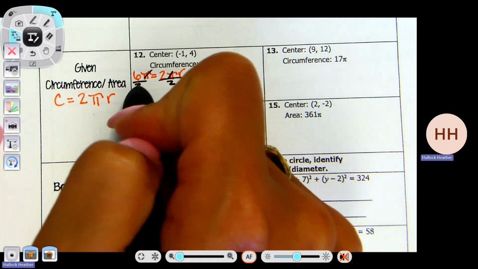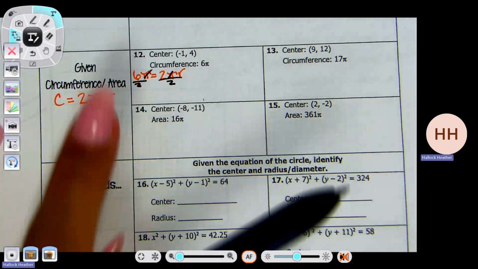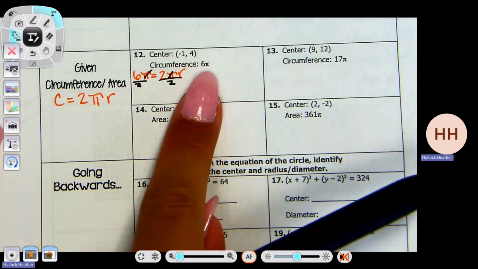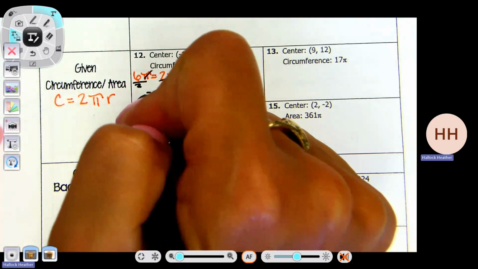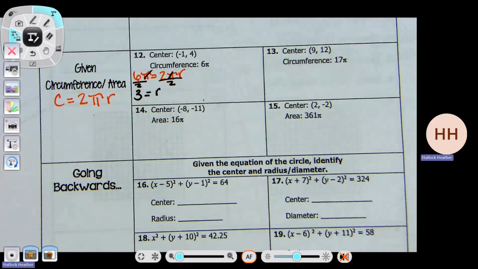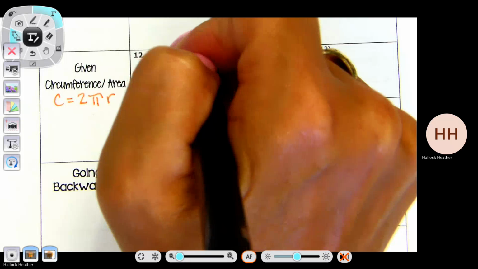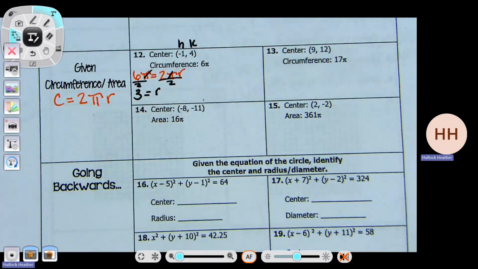Divide by 2, and that's it. Divide by 2, divide by 2. So because this is 2 times the radius, this is 6 pi. So 6 divided by 2 is 3. So my radius is 3. So now you can use your radius and your center to write your equation. So you still have H and K. Radius is 3.